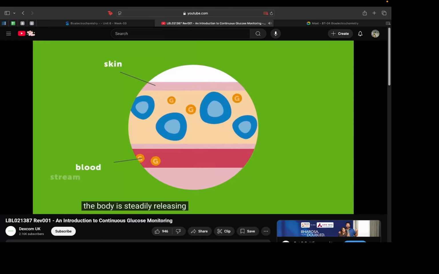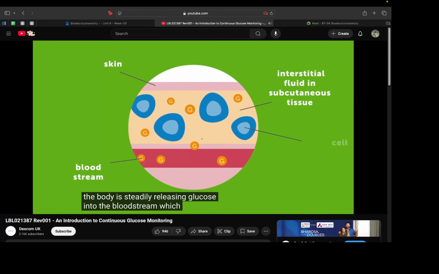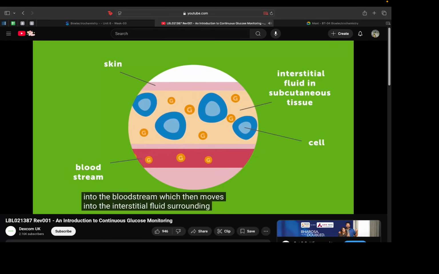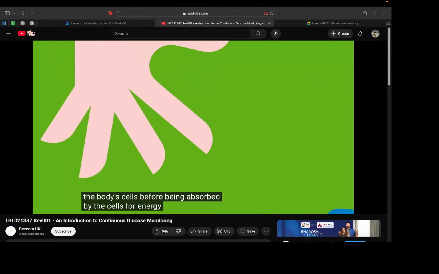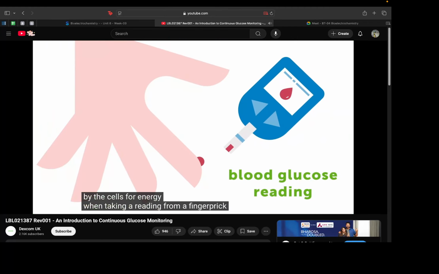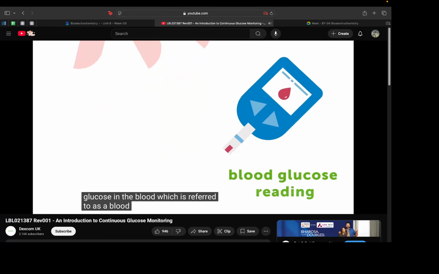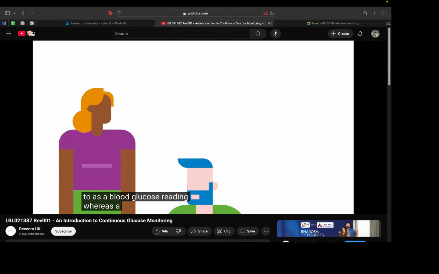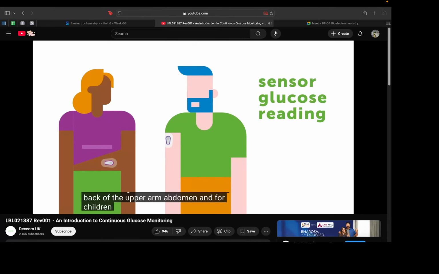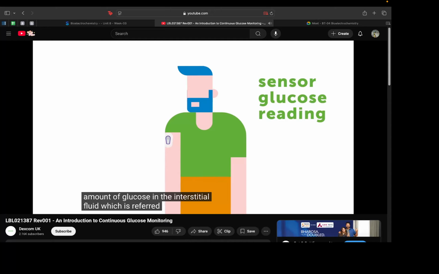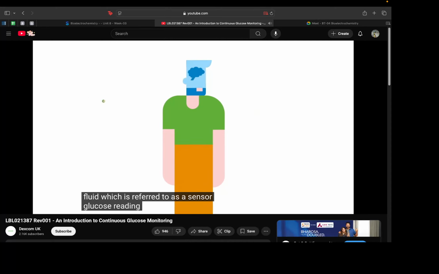The body is steadily releasing glucose into the bloodstream, which then moves into the interstitial fluid surrounding the body's cells before being absorbed by the cells for energy. When taking a reading from a finger prick, you are measuring the concentration of glucose in the blood, which is referred to as a blood glucose reading, whereas a CGM sensor is inserted on the back of the upper arm, abdomen, and for children 2 years until 17 years, also on the upper buttock, and measures the amount of glucose in the interstitial fluid, which is referred to as a sensor glucose reading.